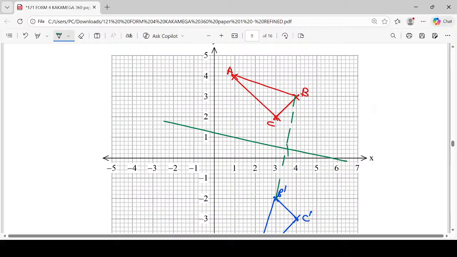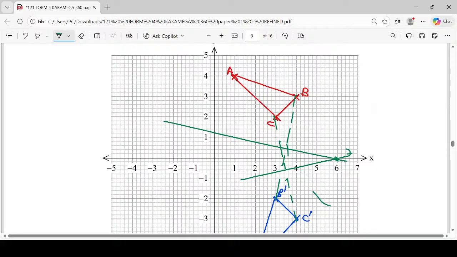Then also join C to C prime this way. Then bisect. Upon bisecting, you find something like that. The two bisectors have intersected at point (0, 0). So that point becomes the center of rotation. So to describe this, it is a rotation about point (0, 0).